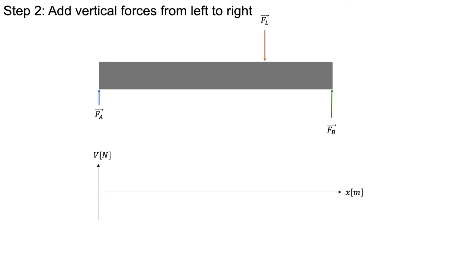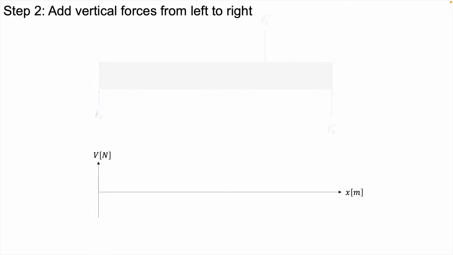We start on the left side of the beam and we simply travel towards the right. Whenever we encounter an upwards force, we plot it on the shear force diagram in upwards direction. Whenever we encounter a downward force, in downwards direction. So we start from left to right. We encountered the force on A, then nothing happens for a long while.